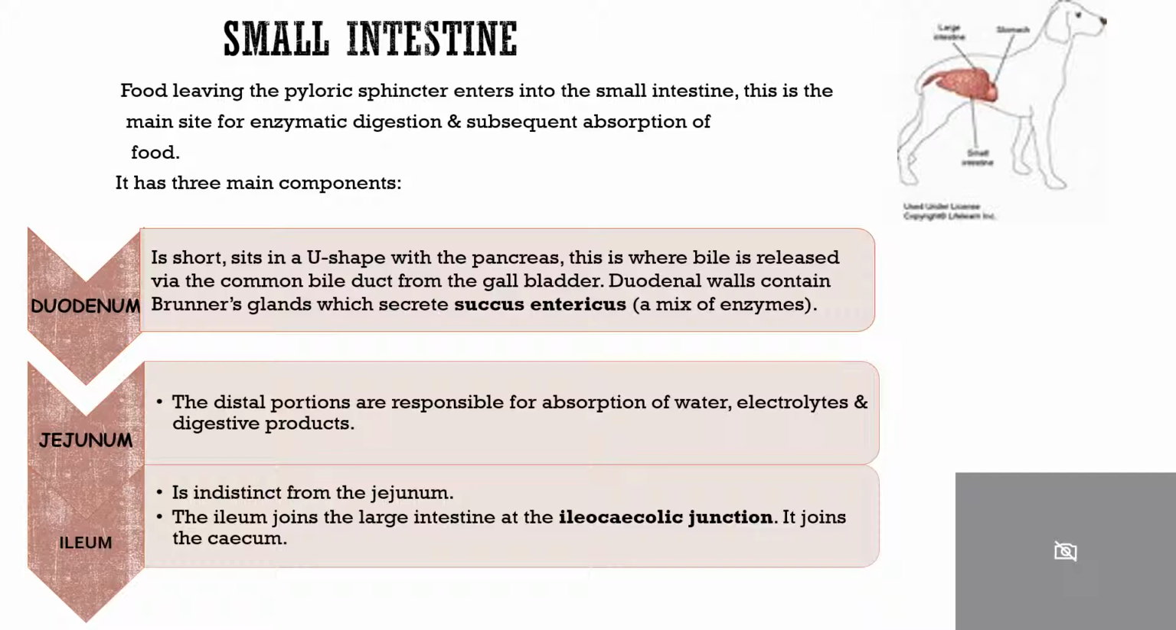The jejunum is the distal portion, and this is responsible for the absorption of water, electrolytes and digestive products. The ileum is quite indistinct from the jejunum, so they're hard to distinguish between the two parts. However, the ileum does join the large intestine at the ileocecal junction, and here it joins the cecum.